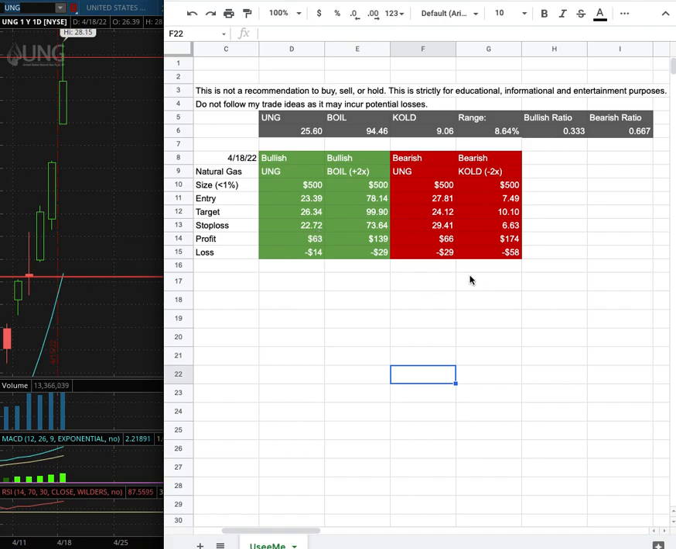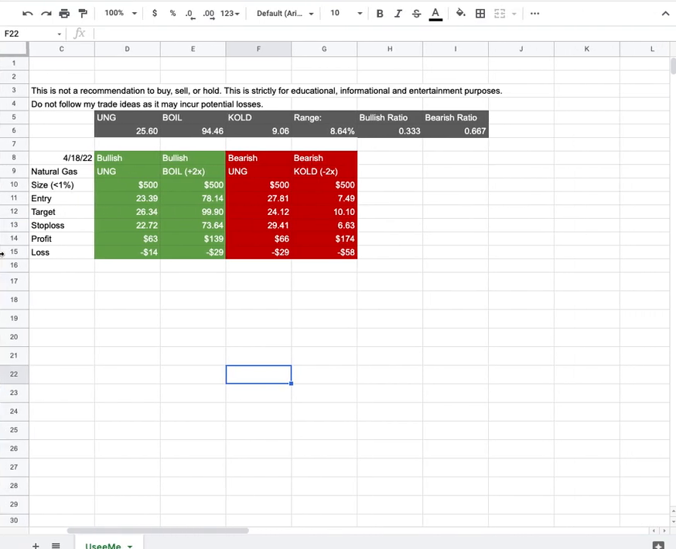However, if I were to open a short position, my entry is at $27.81, and that is this range there. My sell target is at $24.12. My stop loss is at $29.41. So whichever entry price were to hit first, that'll be my position of the week.